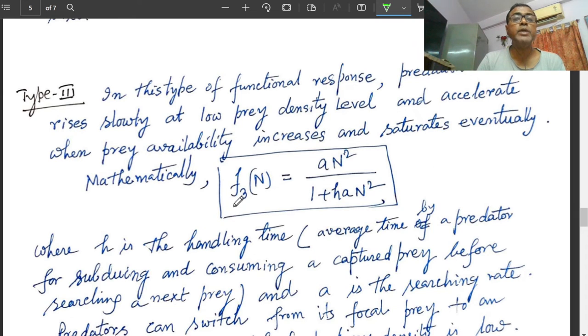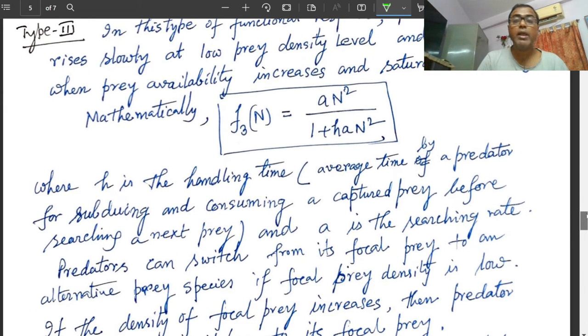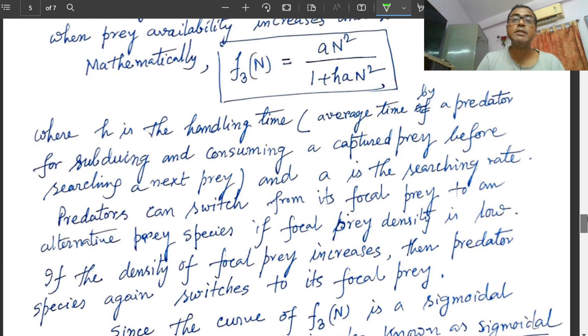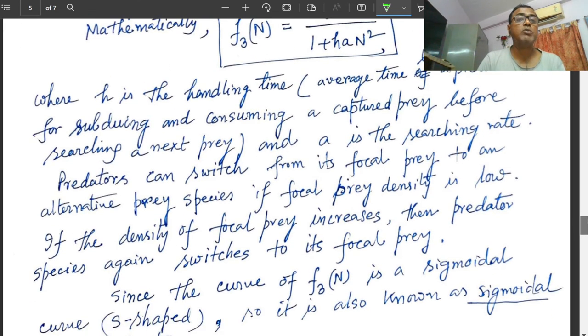And so mathematically we can write this type 3 functional response: F3(n) is equal to a n square by 1 plus a h n square. This is the Holling type 3 functional response, where h is the handling time. Handling time means the average time taken by the predator for subduing and consuming a captured prey before searching for the next prey. This is called the handling time. And a is the searching rate.